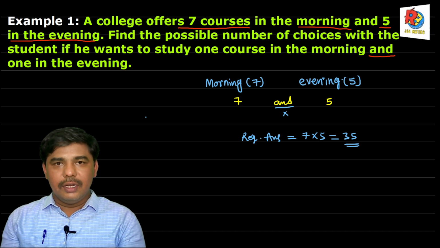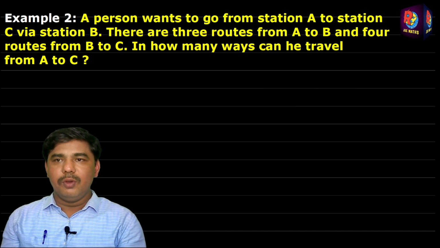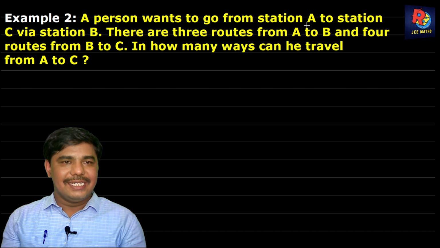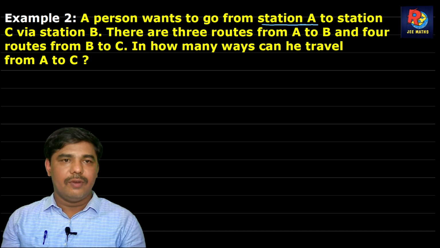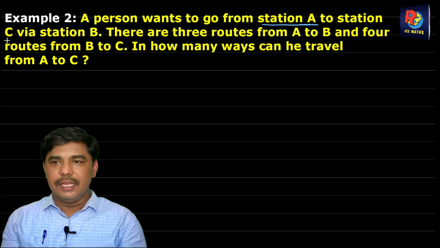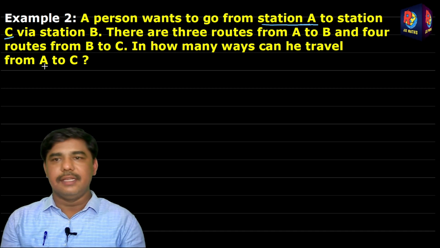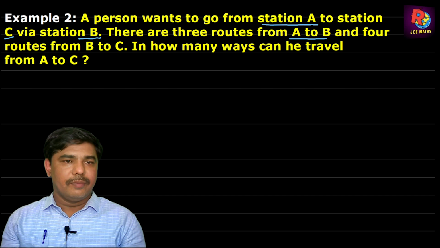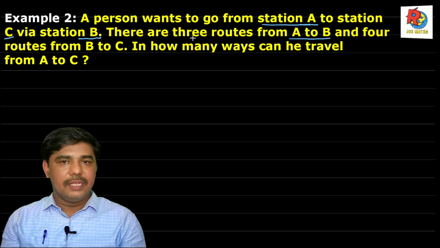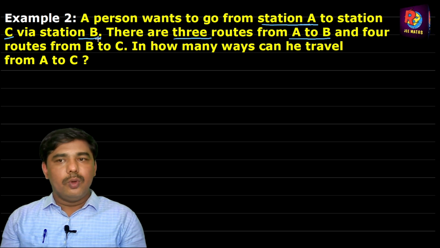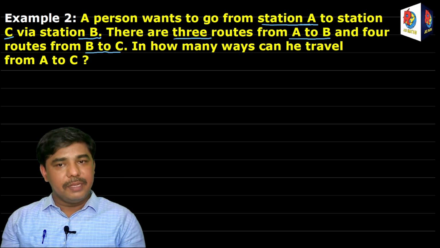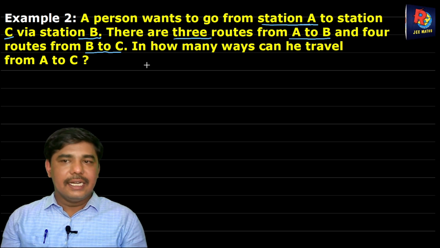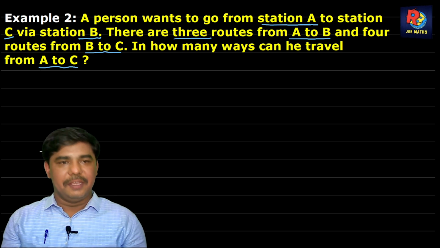I will give another example, then you can understand clearly. Example 2: a person wants to go from station A to station C via station B. There are 3 routes from A to B, and 4 routes from B to C. From station B to station C, he has 4 routes. In how many ways can he travel from A to C?